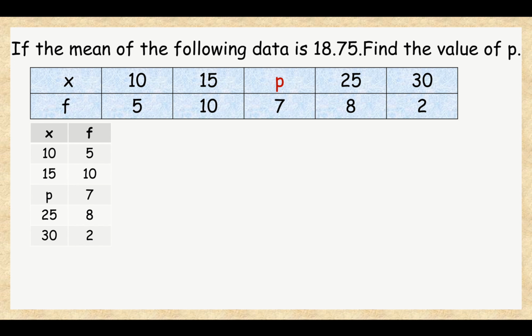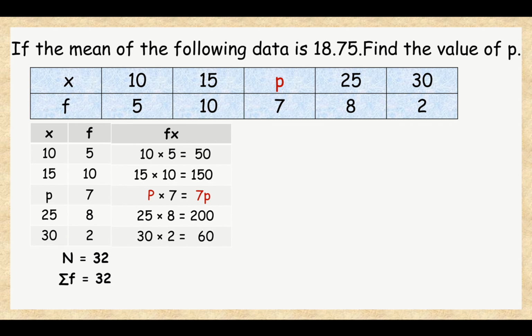If you add, you will get 32. You can use capital N or you can use summation F. Now you have to create a new column, that is Fx, which means you are going to multiply X and F columns. 10 into 5, 50, 15 into 10, 150, P into 7. Here P is a variable. So 7 into P is 7P. So you can multiply the remaining. Next, you need to add the values in the Fx column. That is summation Fx. We have to add all the constants. If you add all the constants, you will get 460. And 7P will remain same because it has a variable P.